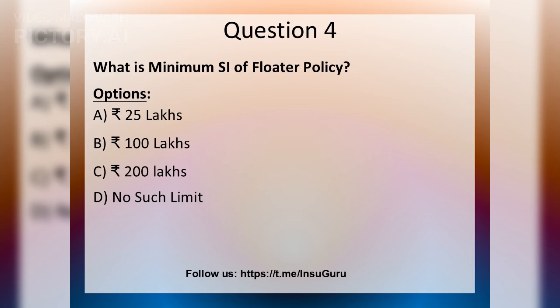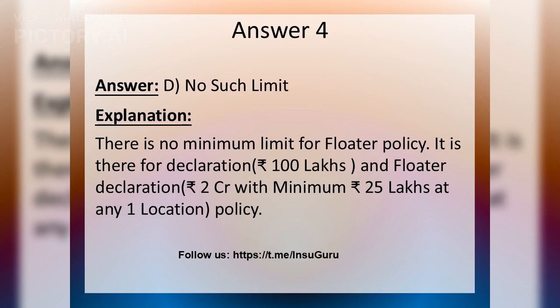What is the minimum sum insured for a floater policy? Let's explore the options and find the correct answer. The correct answer is D, no such limit. There is no minimum limit for a floater policy, but there are minimum limits for declaration policy, which is 100 rupees lakhs, and floater declaration policy, which is rupee 2C with minimum 25 rupees lakhs at any one location.